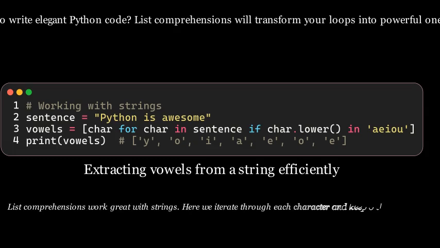List comprehensions work great with strings. Here we iterate through each character and keep only vowels.